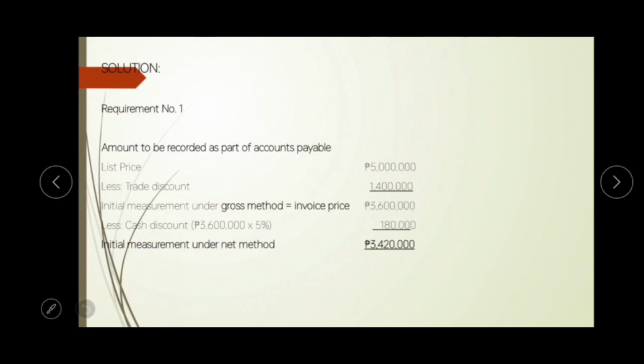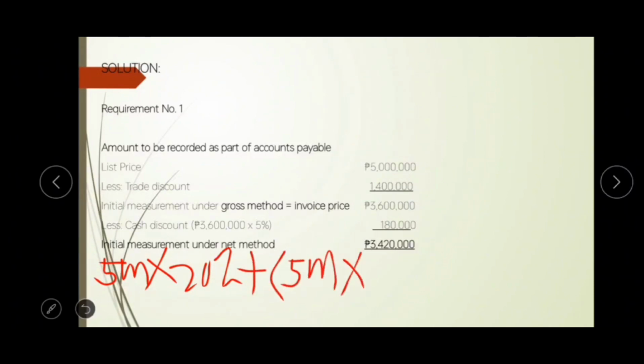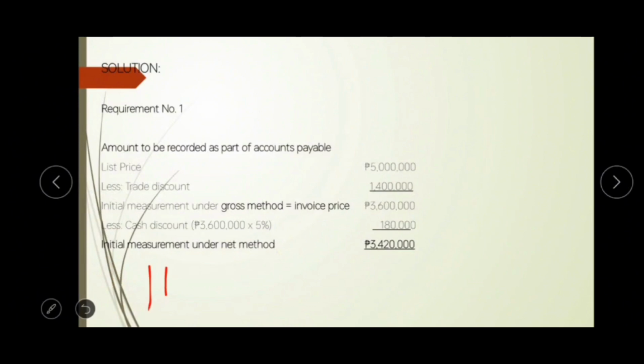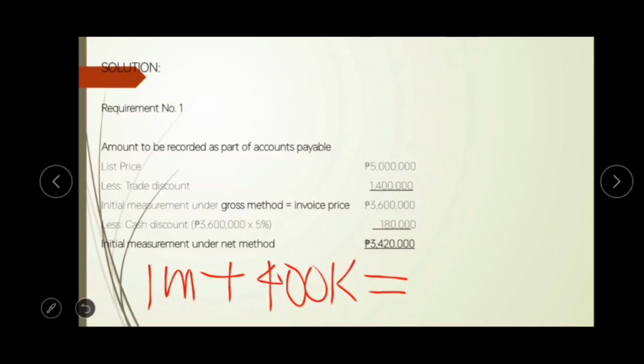For the requirement number 1, so atong i-apply ang formula nga atong nahibawan ganiha. List price 5 million less trade discount nga 1,400,000. So 5 million i-times nimo siya sa 20%, then i-plus nimo siya sa 5 million times 80% times 10%. So 1M plus 400K equals 1.4M.